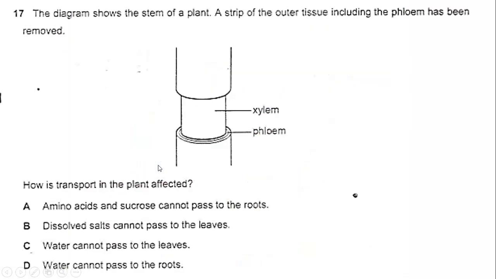Let's answer some questions together. The diagram shows the stem of a plant. A strip of the outer tissue, including the phloem, has been removed. How is transport in the plant affected? So when we remove the phloem, what will not be transported? Amino acids and sucrose. They cannot pass to the root, of course, and they cannot pass to any other part of the plant.